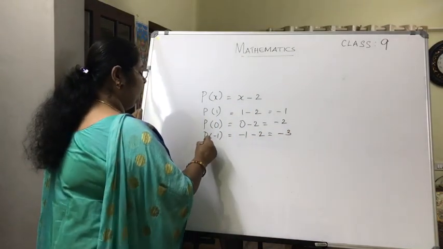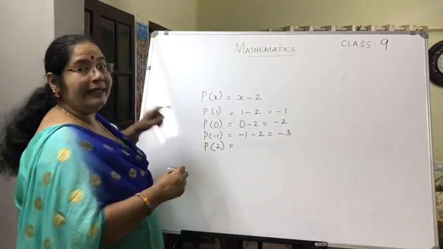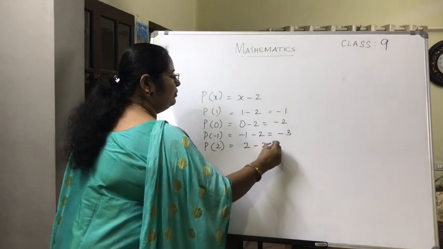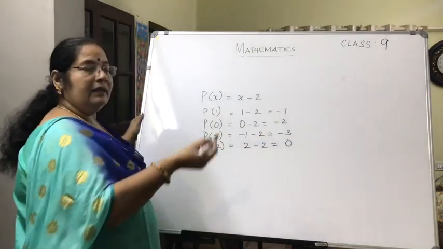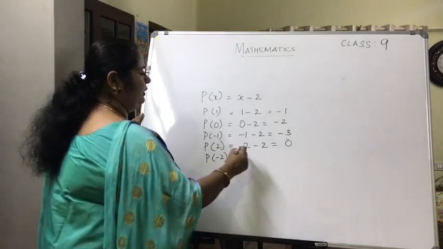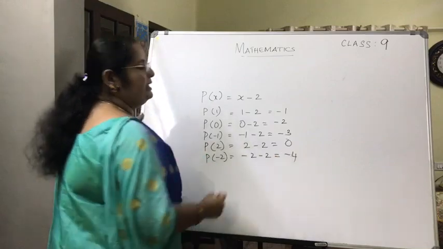Now let us find p of 2. What is p of 2? Instead of x, you will be putting it as 2. So this will be 2 minus 2 equal to 0. Let us find p of minus 2. What is p of minus 2? Minus 2 minus 2 is minus 4.